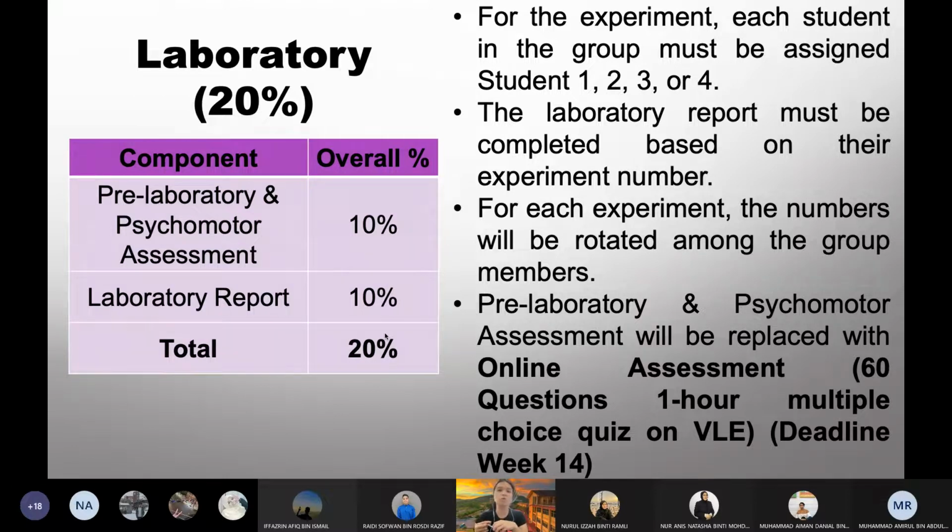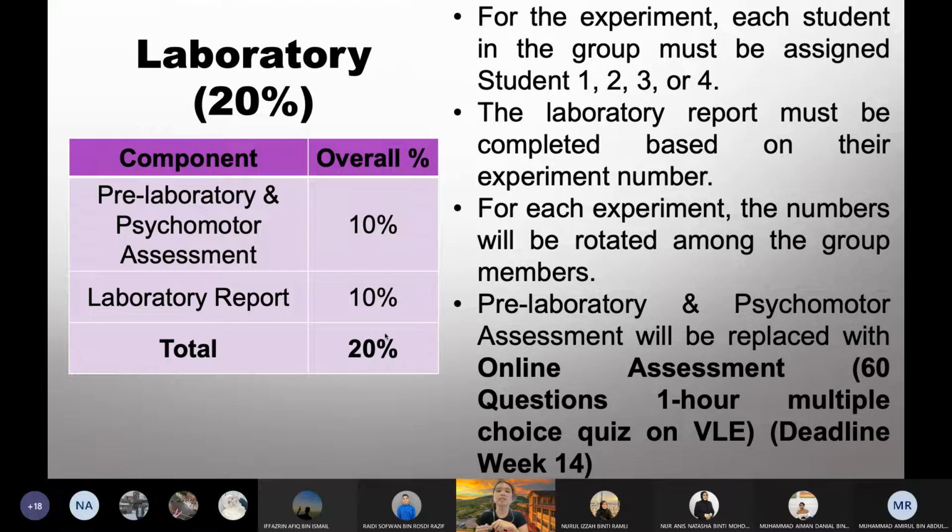I will try to post the question by this week. I try, if not next week. So you just go into the VLE, in the VLE, you just do the online quiz, 60 minutes. It's objective, quite easy. So that's all for your pre-lab and psychomotor assessment. The forms I told you earlier that you had to fill in are no longer applicable. You just do one online quiz.